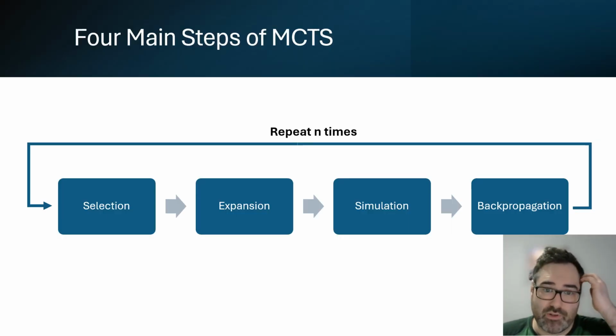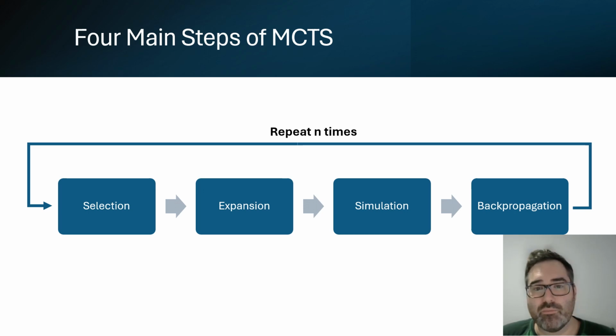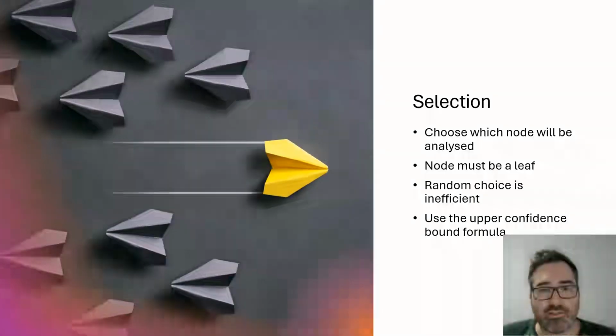The Monte Carlo tree search can be broken down to 4 main steps: selection, expansion, simulation, and backpropagation. Each step is performed in order and the entire process is looped n times and can be numerically set by the user or based on elapsed computing time. Let's look at the selection step first.